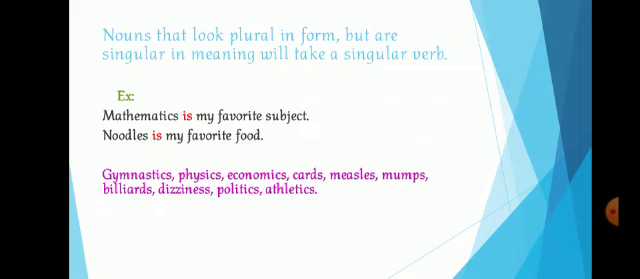Similarly, I have given below some nouns that look like plural but are actually singular, and they take a singular verb, right? Like gymnastics, physics, economics, cards. Cards is a game. Measles, mumps, those are diseases. Billiards, dizziness, politics, athletics, right? So this is the fourth rule you need to remember.